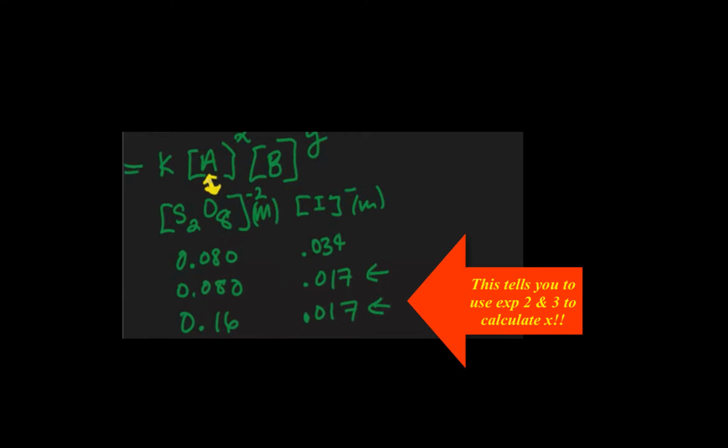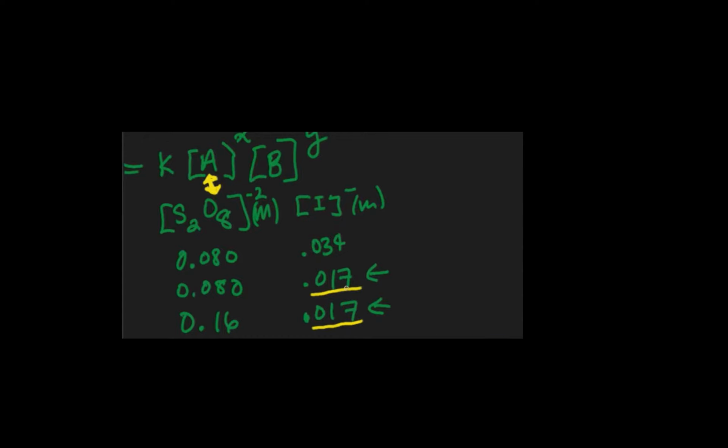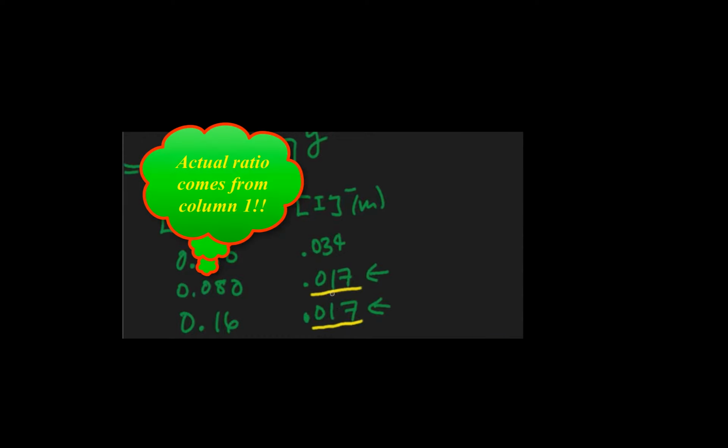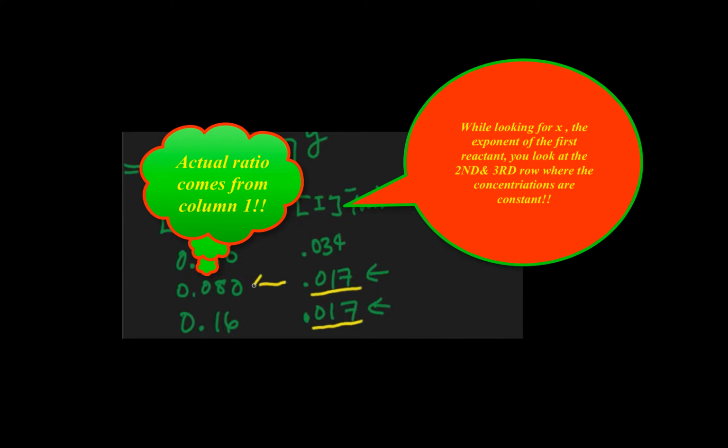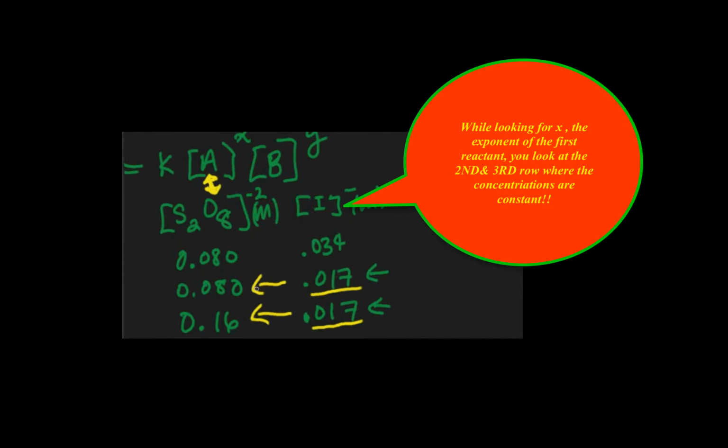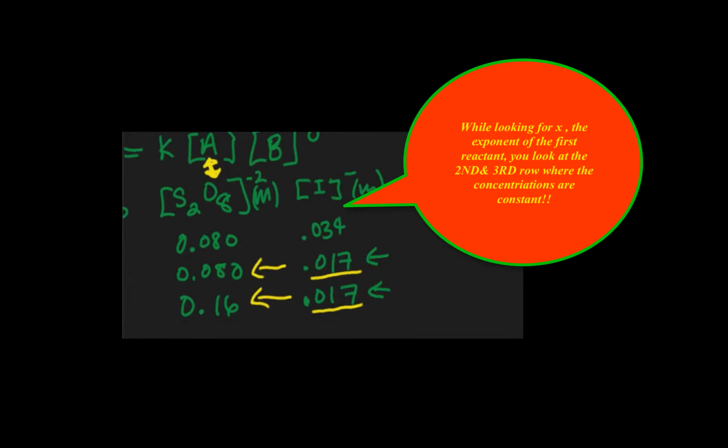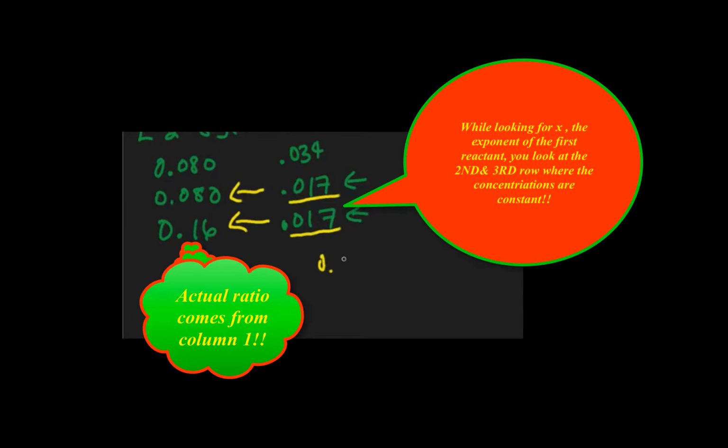So as a result, what we do is we make a ratio of the second and third experiment to try to find out what X is. In this case, A is going to be constant as these stay the same. You see how this 0.017 is the same in experiment 2 and in experiment 3? That's staying constant. It's remaining the same. Anytime it does that, I can go over to the other column, make a ratio of those two rates or concentrations, sorry.